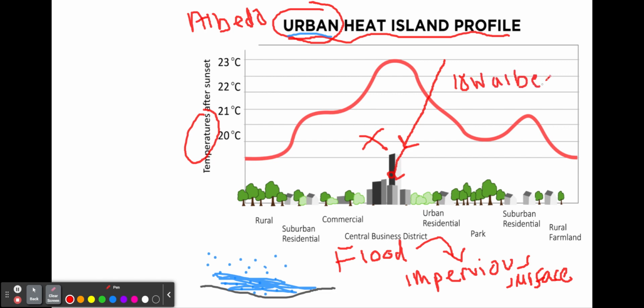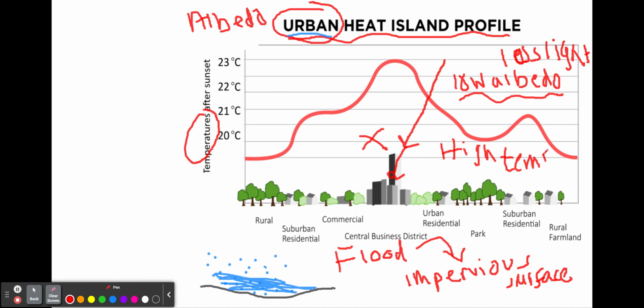Think about what urban areas have. They have a lot of buildings that tend to be black and gray. You have concrete everywhere for streets, parking lots. All of that is a darker color. They have a low albedo. Less light being reflected, meaning high temperatures. Okay, that is all incredibly important.